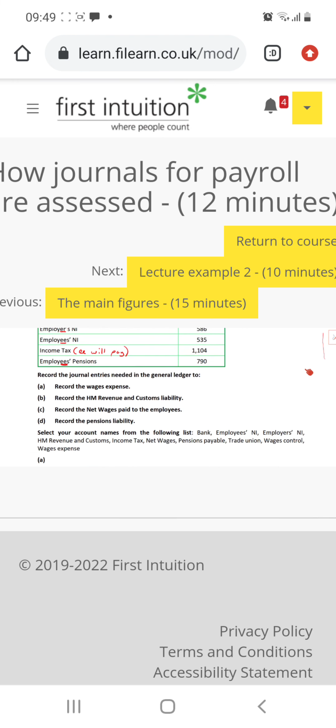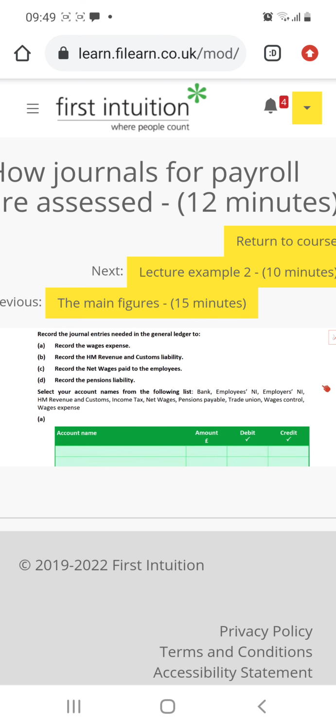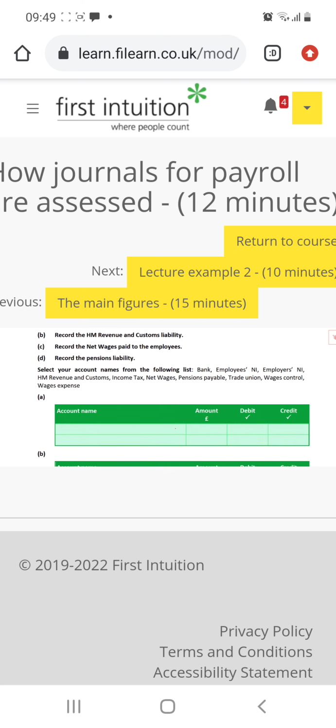So when you come to do the journal, at the account name there's a little button. You click it, and the drop-down list that appears is this account name list here. You would be able to pick bank, employees NI, HMRC tax, wages, pension payable, trade union, wages control, wage expense. They would be the options that come up. You type whatever number is in the box, and then you click debit or credit as to whether you think it's a debit or a credit. So that's how you construct the journal.